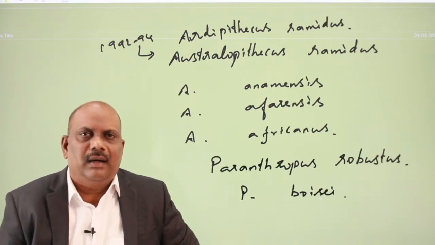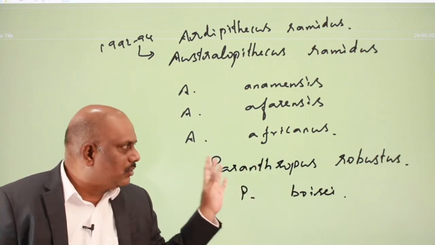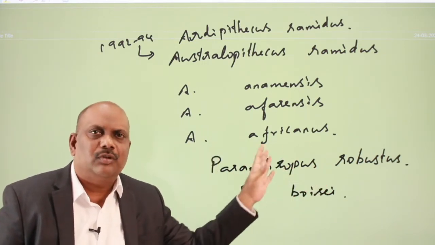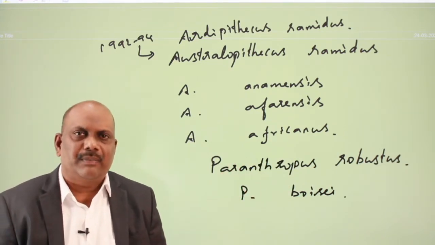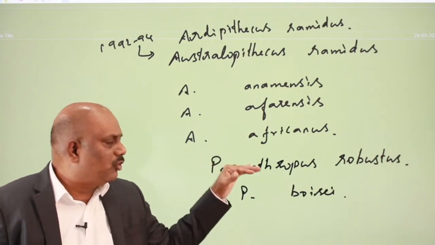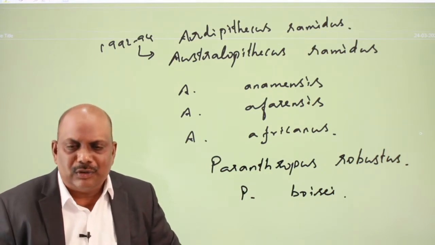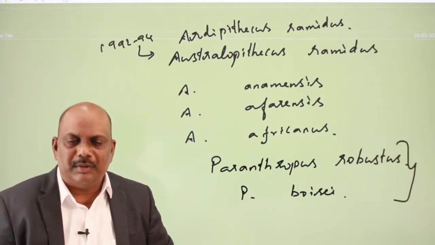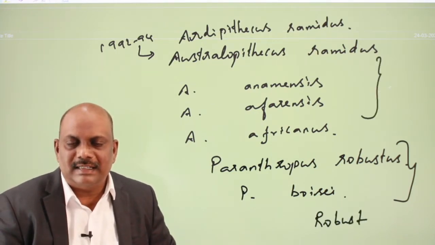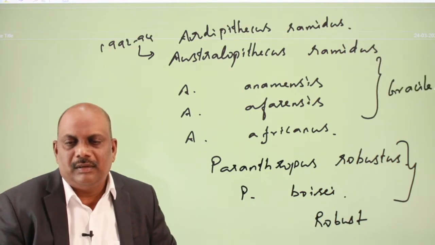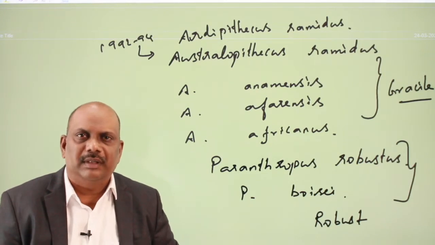and later, even this Paranthropus was renamed as Australopithecus. Even if they mention Australopithecus robustus or Paranthropus robustus, both are synonyms only. Both refer to the same genus only. That means later even the Paranthropus genus was included in the Australopithecus genus itself. These two refer to the very important robust species, while these are the very important gracile form of Australopithecus. Okay, fine.